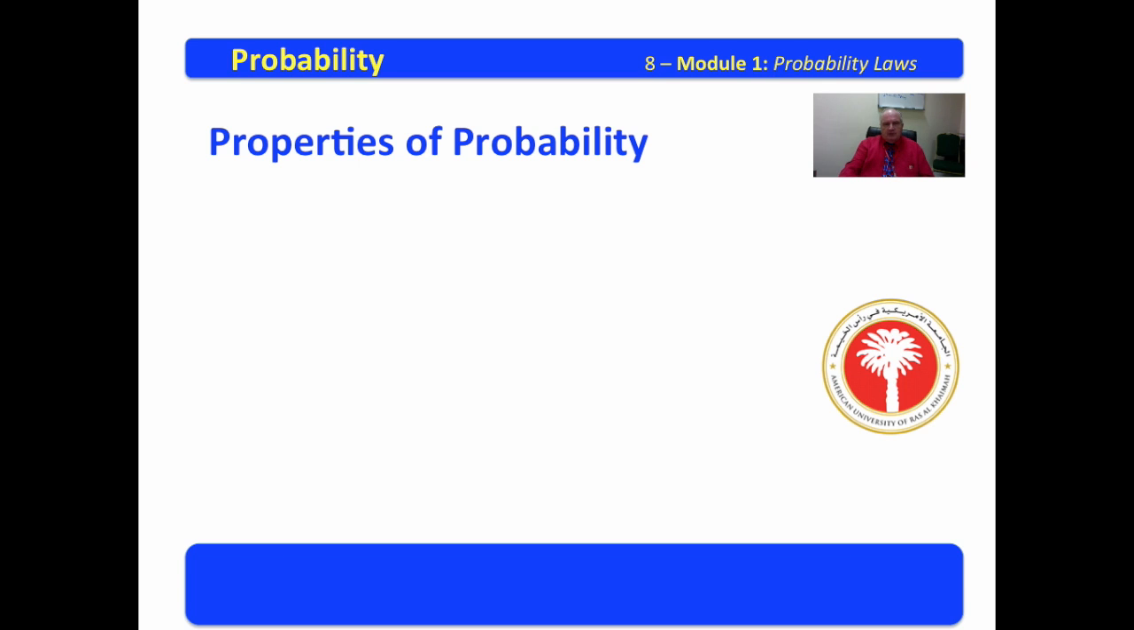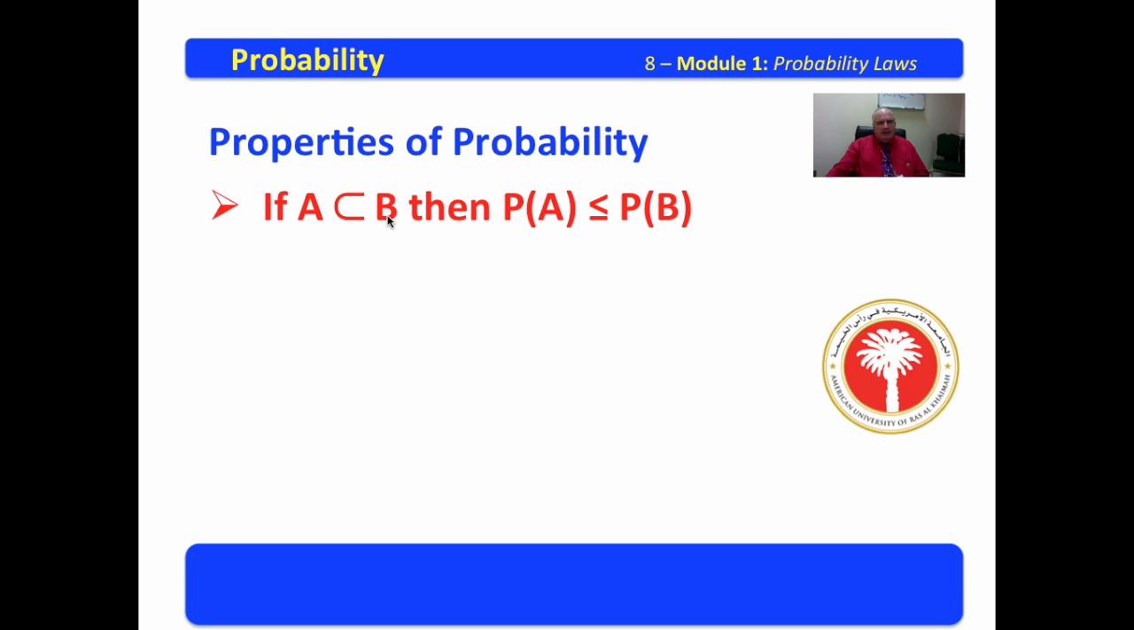Now, some of the properties of probabilities are of interest to us. Here's one. If A is a subset of B, then the probability of A is less than or equal to the probability of B. If A is a proper subset, which means A has fewer elements than B, then the probability of A would be less than the probability of B. But since a set can be a subset of itself, we have to say that it's possible that it might be equal to B.